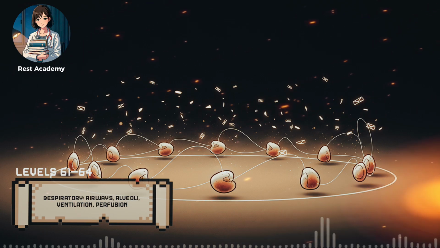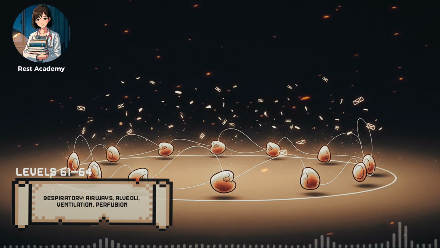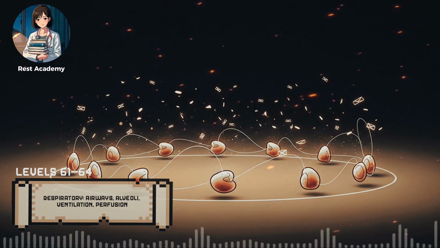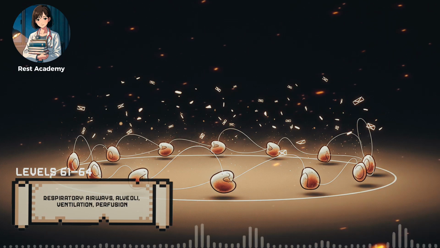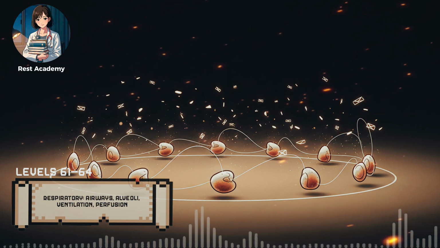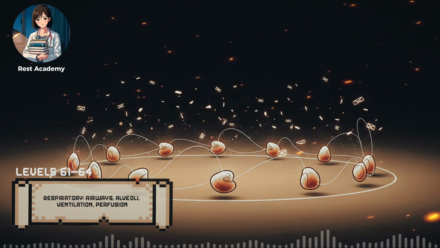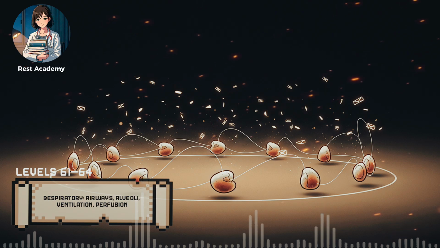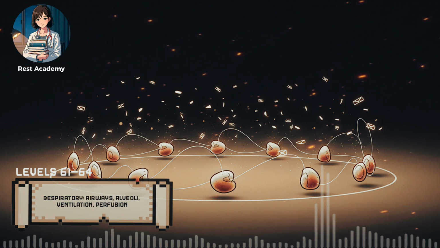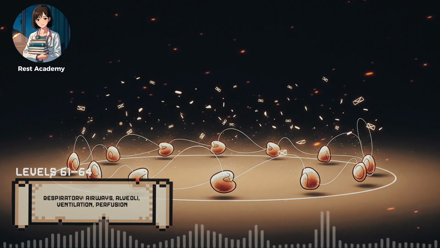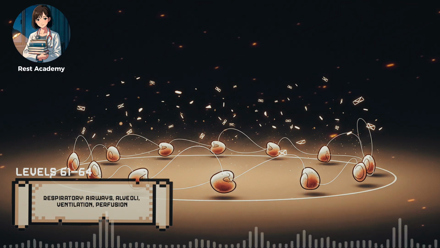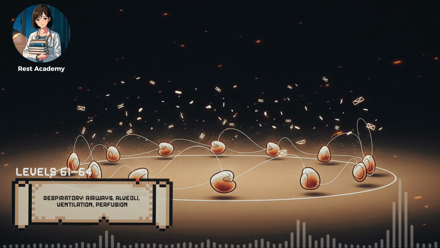You inhale gently, and without thought, oxygen enters, carbon dioxide leaves, and a silent exchange sustains life. The respiratory system manages this balance through 4 functional elements: airways, alveoli, ventilation, and perfusion. Each part is engineered for precision, adjusting to need while preserving delicate tissue exposed to the environment.